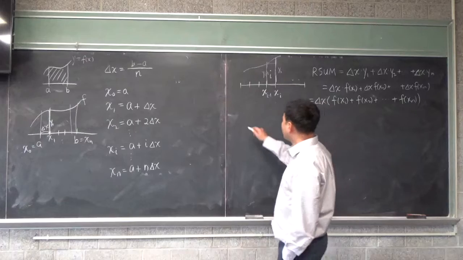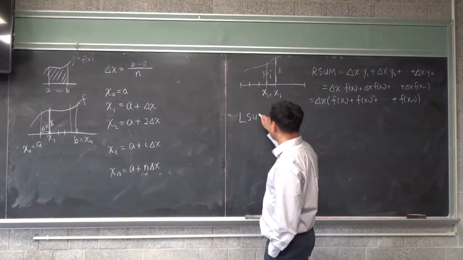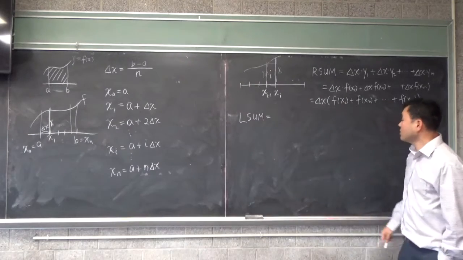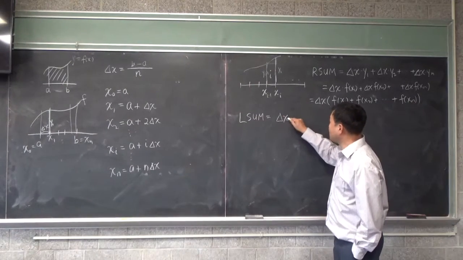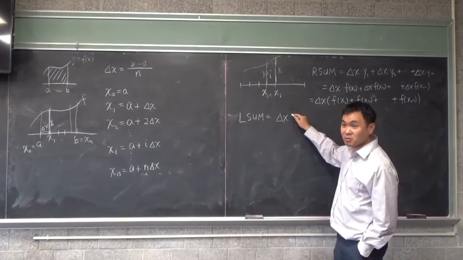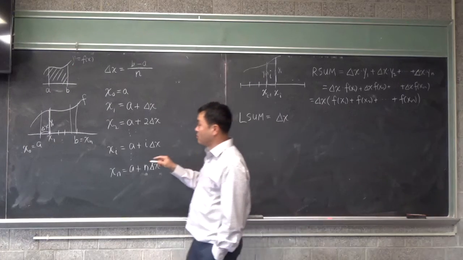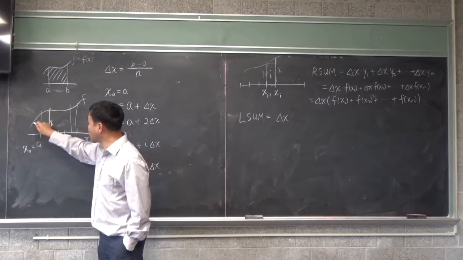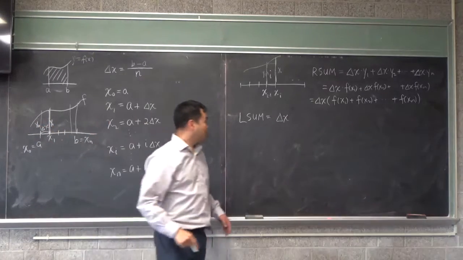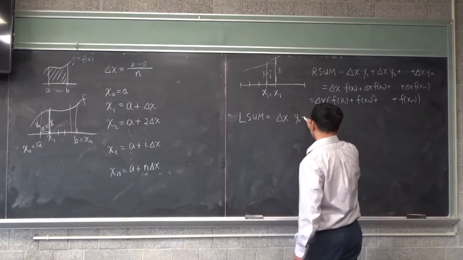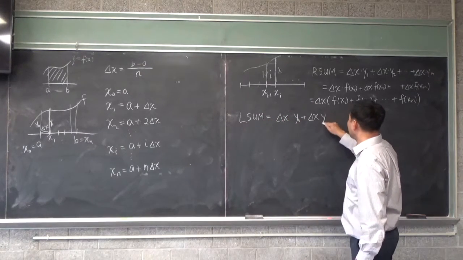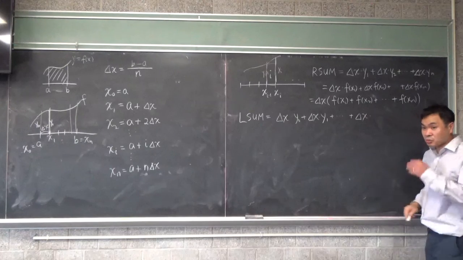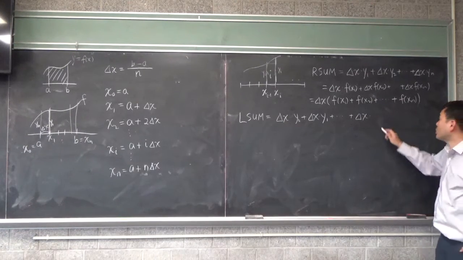Now what if we do the left sum instead? In this case, instead of delta x times y1, what should we do? Delta x times y0, because it's the left endpoint, right? So if this is y1, this should be y0, right? So it will be delta x times y0, and delta x times y1. What will be the last one? Yn minus 1.